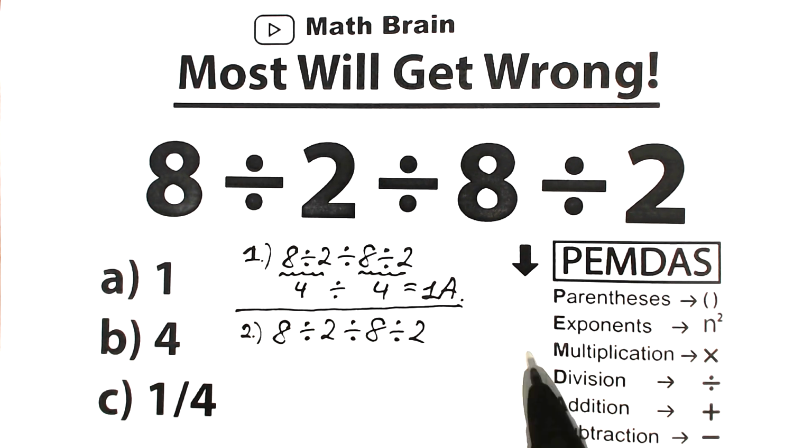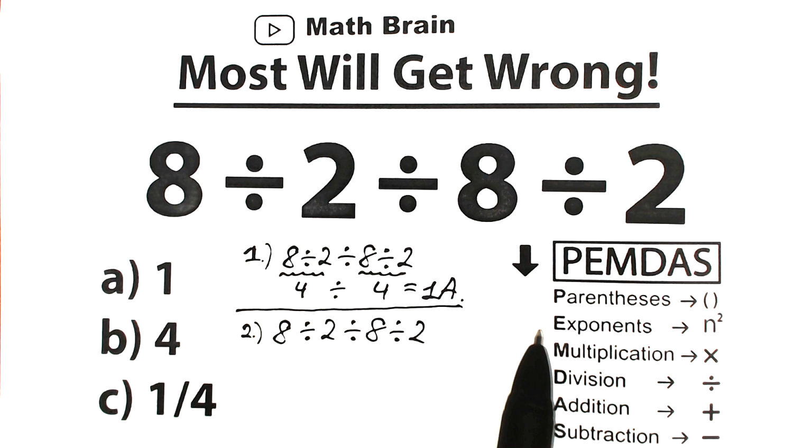PEMDAS works from the top to the bottom. So first we should evaluate the expression inside parentheses, next we should evaluate exponents, next we should evaluate multiplication division part, and the last step is addition and subtraction part. So highest priority parentheses, lowest priority addition, subtraction. So here's the main thing.